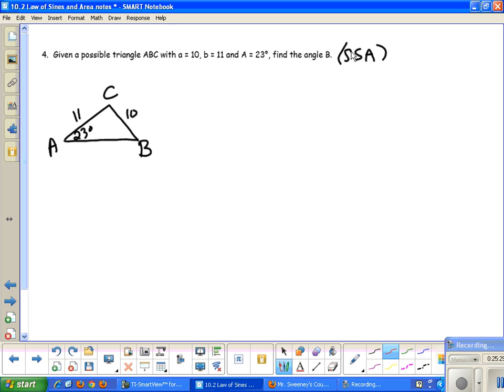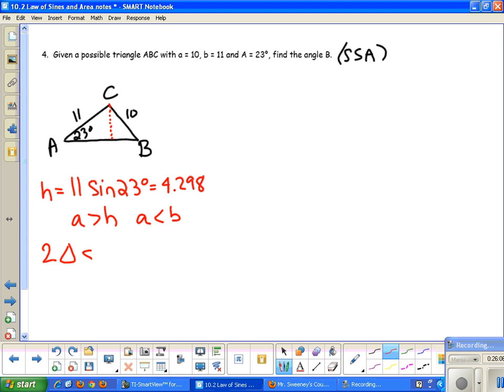So I need to figure out the height of my triangle to see if I can have a solution. The height is equal to 11 times the sine of 23 degrees. In my calculator, if I do this, I get 4.298. That means that side a is bigger than the height, and side a is also less than side b, so therefore I'm going to have two triangle solutions when I'm solving this.